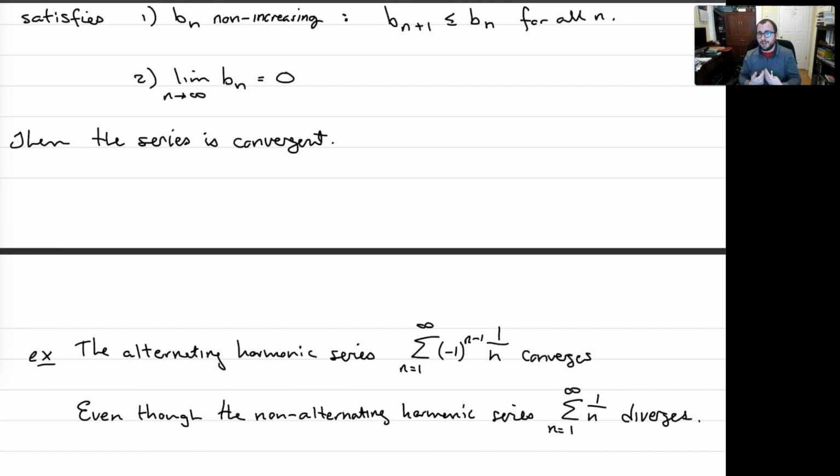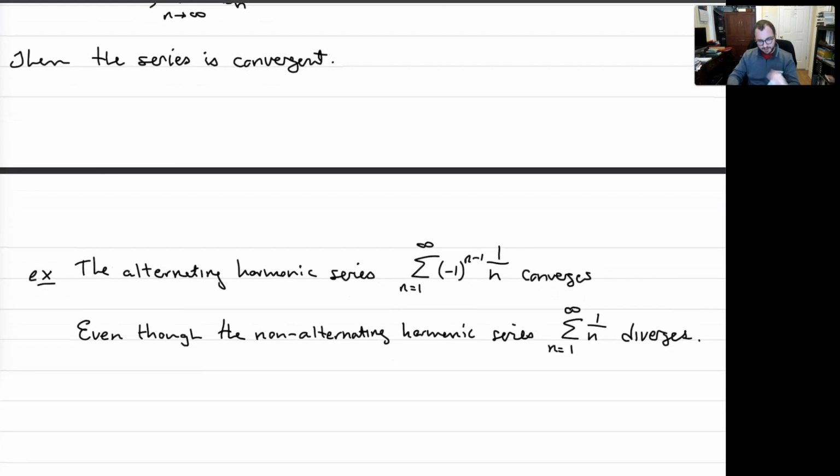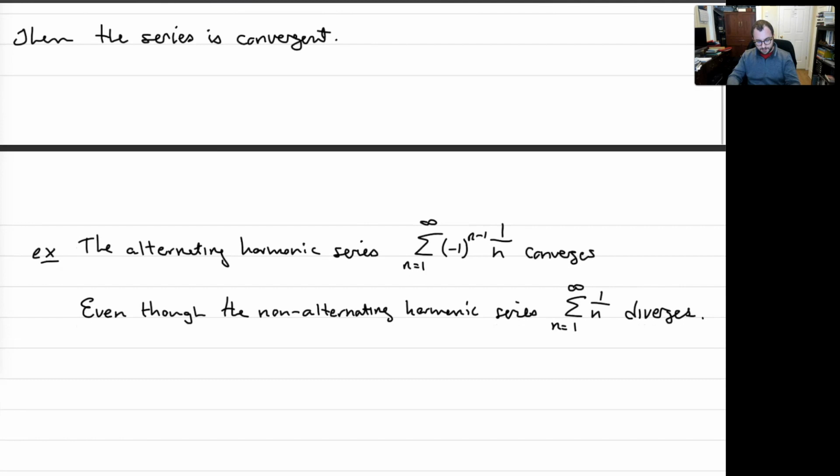And it's in our toolbox of comparison test series. The harmonic series, a p series with p equals 1, is kind of our favorite divergent series, really. So let's show that the alternating harmonic series converges. And the alternating part is really the important part.